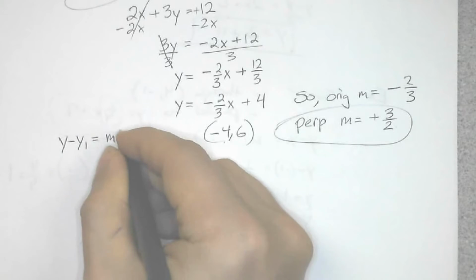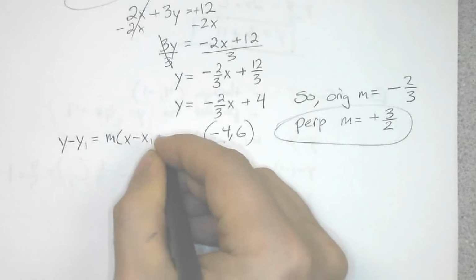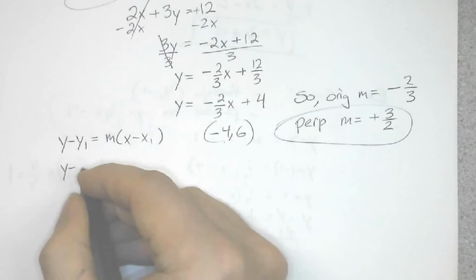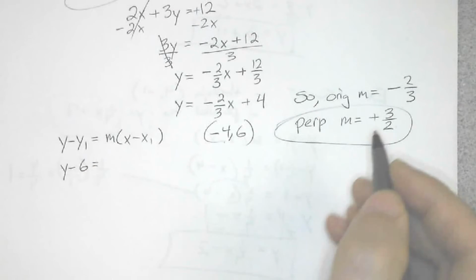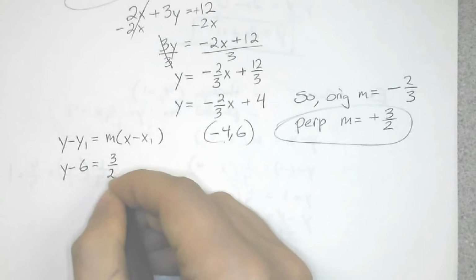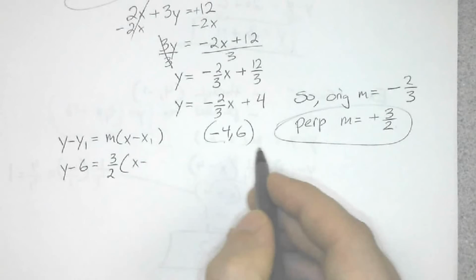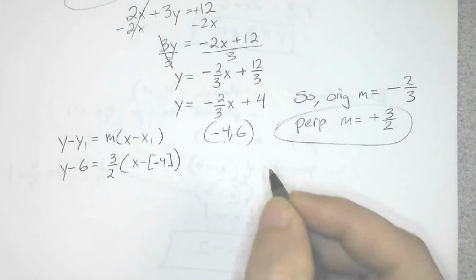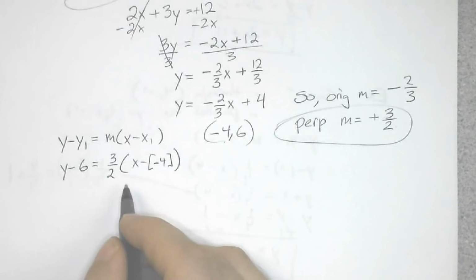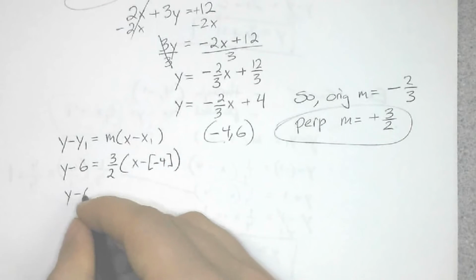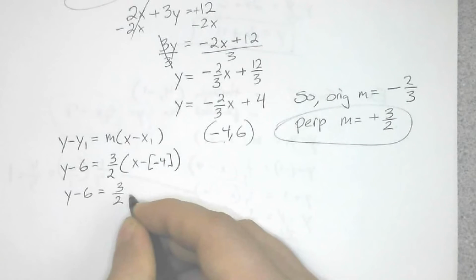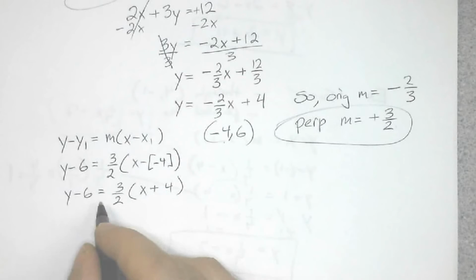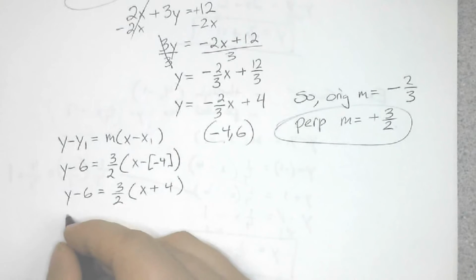Y minus y1 equals m times x minus x1. And we're going to fill in what we know. Y minus, our y1 value is 6, equals our new perpendicular slope, 3/2, x minus, and our x1 value is -4. Now, let's try and clean this up a bit. Y minus 6 equals 3/2, x plus 4. And now I'm going to distribute this 3/2.